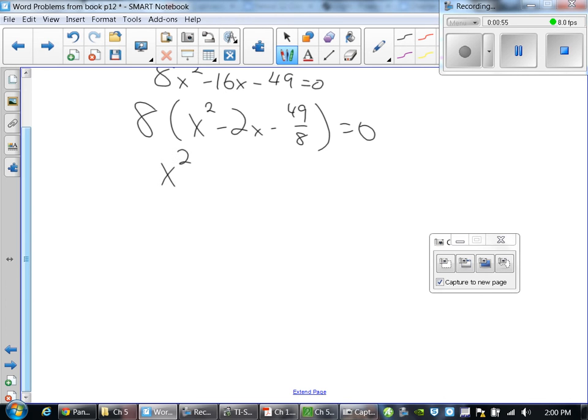So I have x squared minus 2x, plus blank in the parentheses. What number? 14. And then I have to do a plus blank here as well.